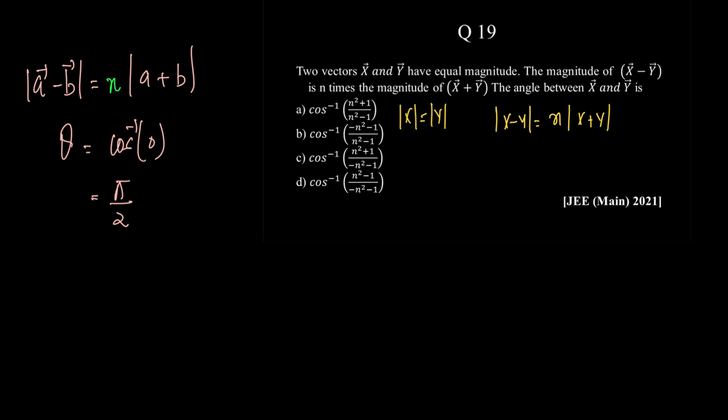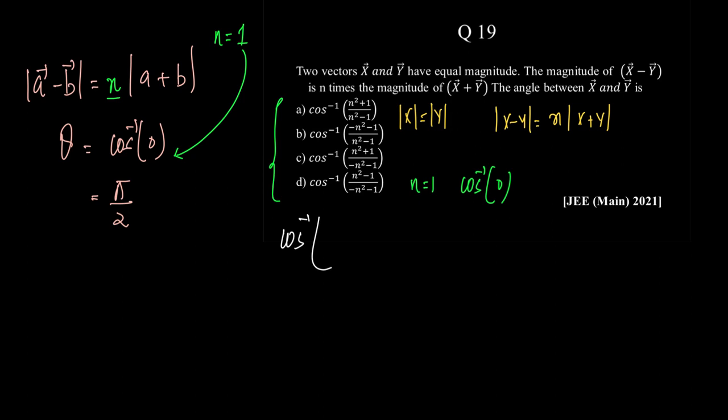So what we need within the argument of cos inverse is actually 0. Now, if n is equal to 1, we directly get cos inverse 0. Which means the correct option here should obey the same logic. If you substitute n equal to 1, it should become cos inverse 0. Let us see which options have that.